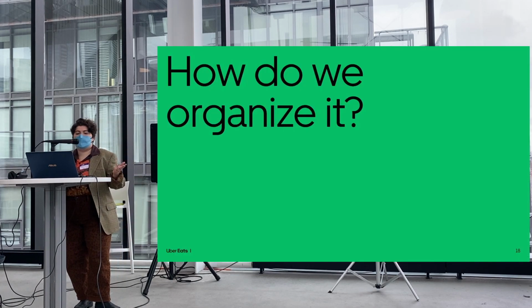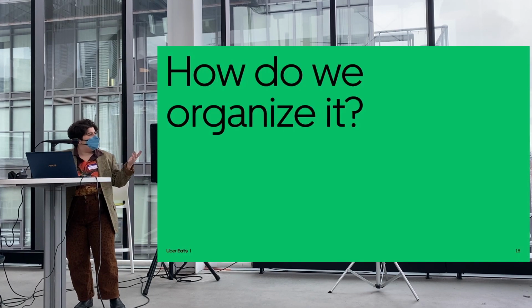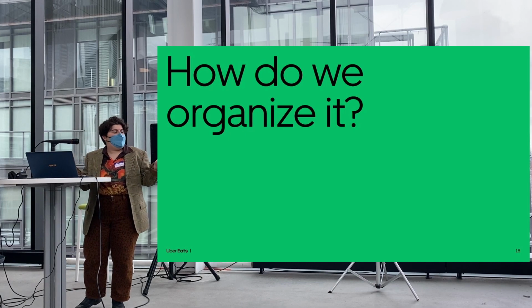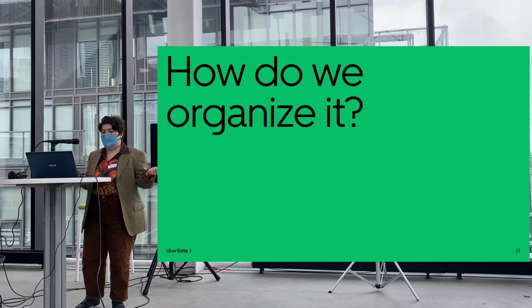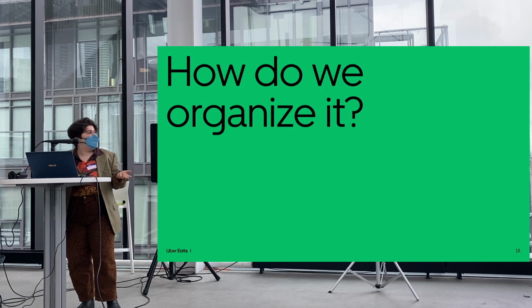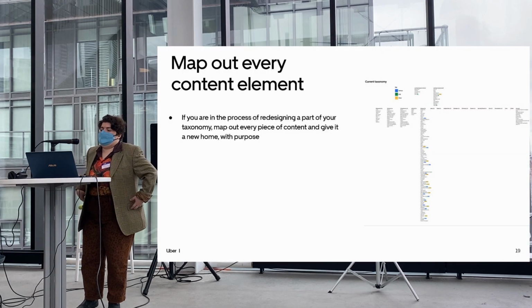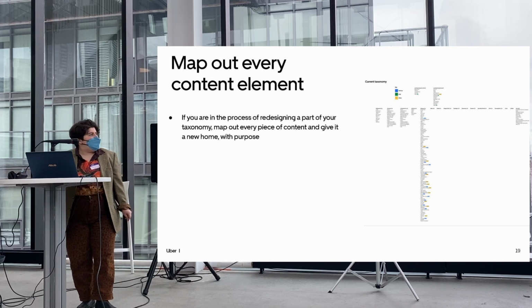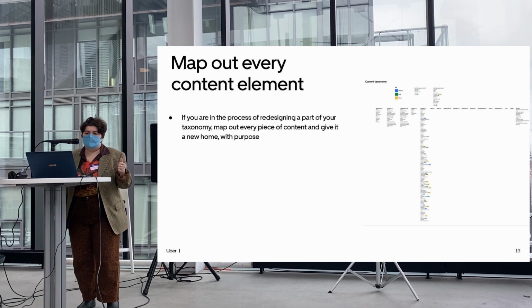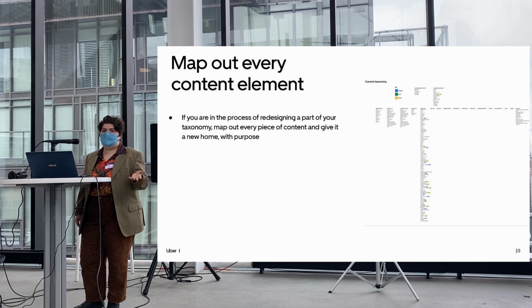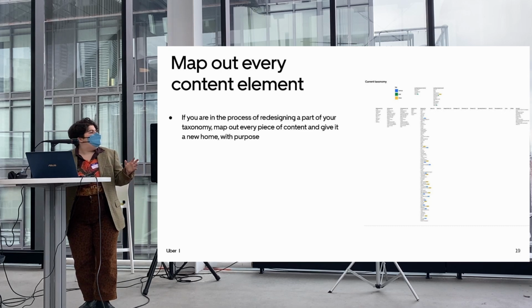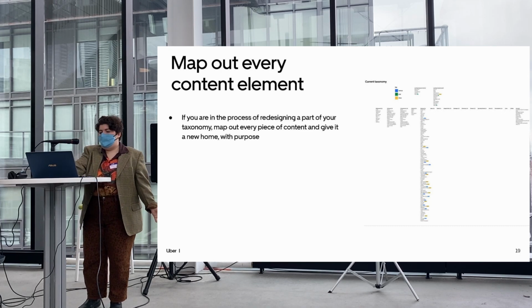So I think we have a pretty conclusive study of how junk drawers might show up, but how do we go about organizing them? So I think the most important thing is mapping out every single content element. If you're in the process of designing part of your taxonomy or rethinking a part of your user experience, map out every single element and give it a home with purpose.